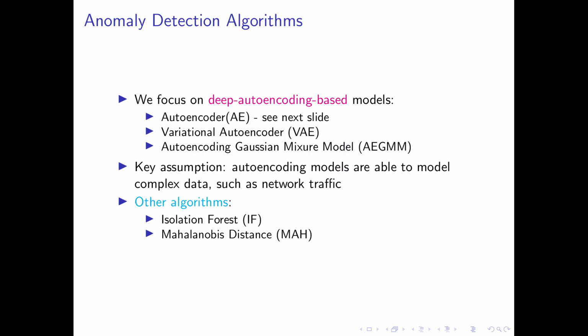So what anomaly detection algorithms do we consider? As we mentioned, we focus in this work on deep learning autoencoder based models, including the basic variation, just an autoencoder, and then two more advanced probabilistic versions, a variational autoencoder and an autoencoding Gaussian mixture model. The key assumption we make here is that autoencoding models that utilize deep neural networks are able to model complex data such as network traffic better than algorithms based on classical paradigms. And here we consider two other algorithms, isolation forest, which is a tree-based anomaly detection algorithm, and Mahalanobis distance.